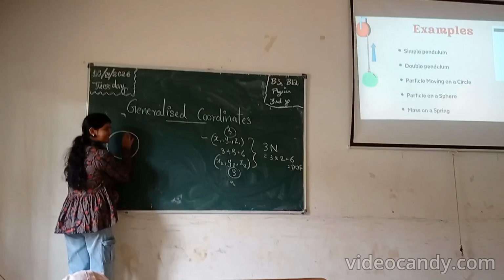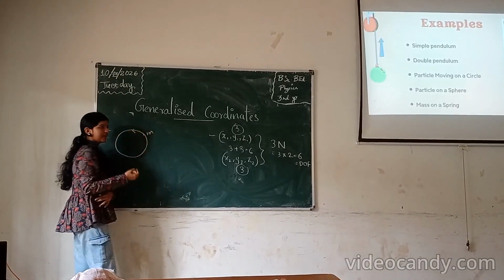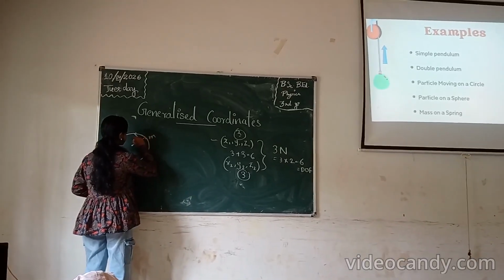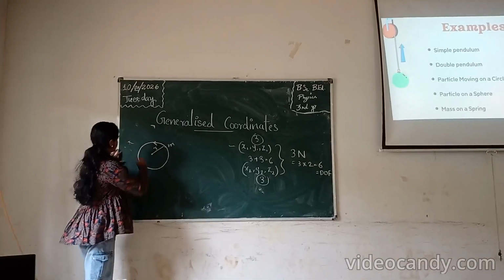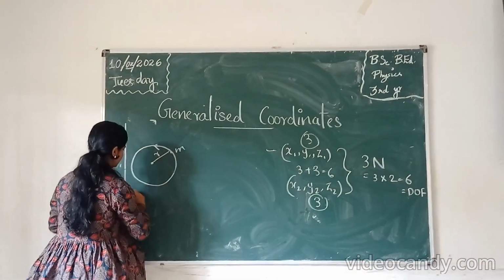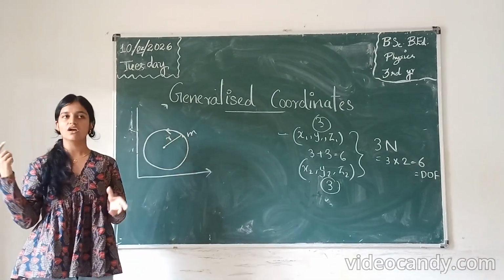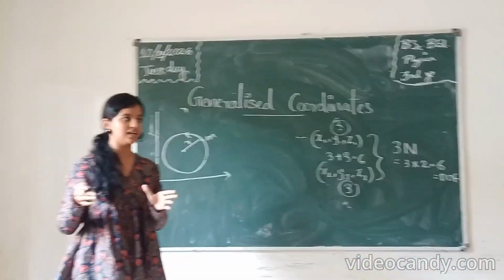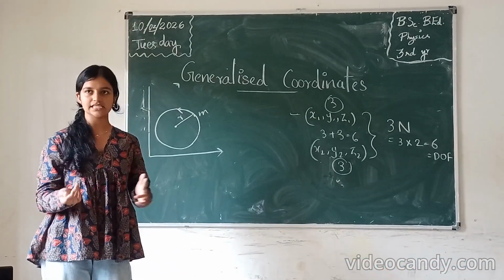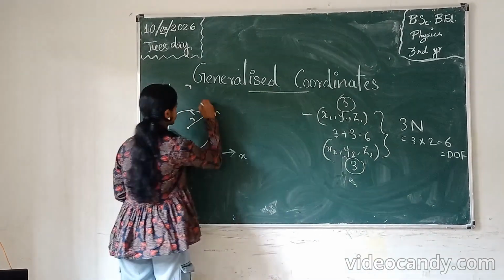Suppose one particle is moving in this path and there will be one fixed radius, right? It will always be fixed and it will be in a plane, right? When the particle is moving on a circular path, it will be in a plane. So how many coordinates will it have? 2 coordinates, x and y.